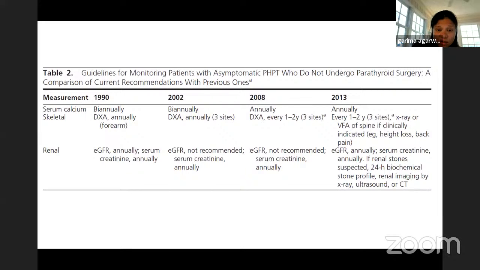These guidelines for asymptomatic patients also gave some recommendations, which have also been updated, that patients who decide not to do surgery, especially the asymptomatic ones, should be monitored thoroughly, and we should closely follow up. And there comes the role of our endocrinology friends. They check the calcium every year, do the skeletal workup and the renal function based on the biochemical profile and some imaging of the kidneys.